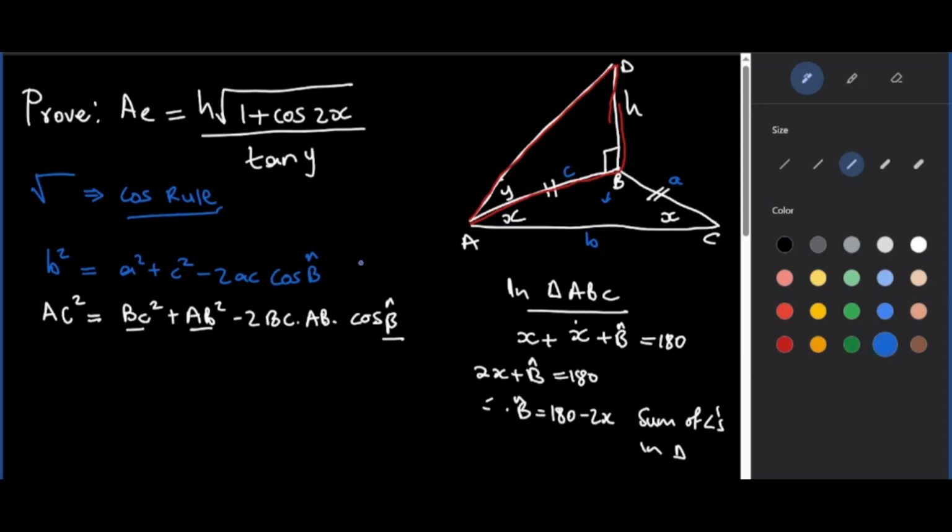Now look at this. I have the cos of 180 minus 2x. If I do the reduction formula, I'm going to get the cos of 2x. Already I'm smiling because I can see that I'm on the right track.